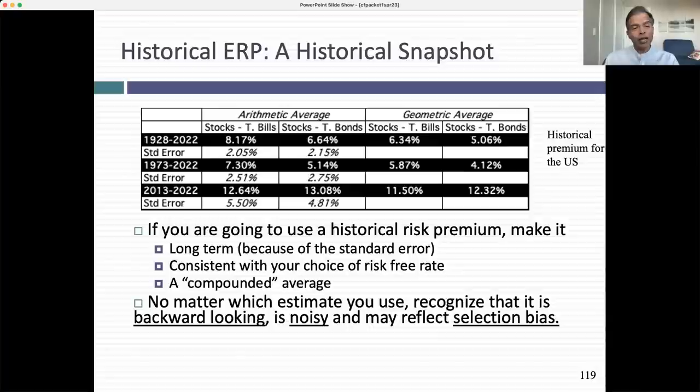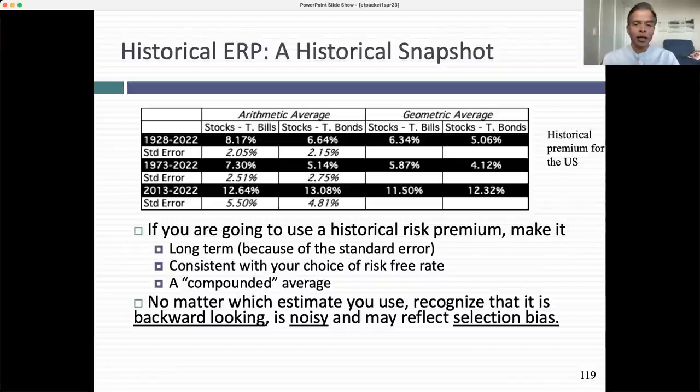So if you have to pick a historical risk premium, go back as far in time as you can. Make it over the risk-free rate you're using, T-bonds, and use a geometric average. But then hope and pray that you're somewhere in the range that's reasonable. I don't want to hope and pray. I don't like historical premiums.